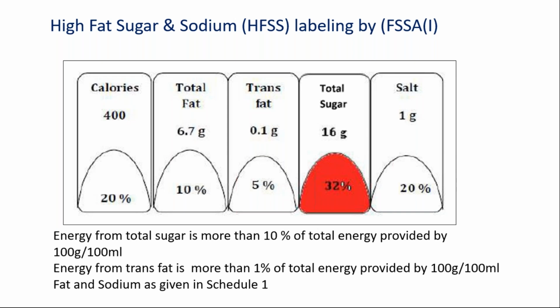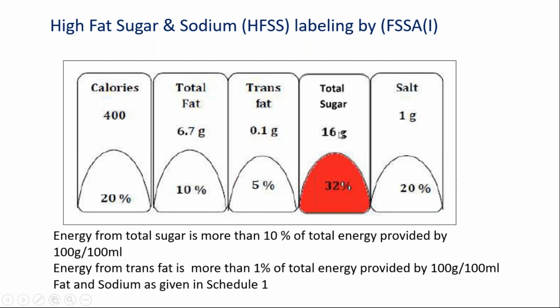FSSAI also is coming out with this regulation so that people are aware that they are eating high fat, salt, or sugar. So if the total sugar exceeds 10% of the total energy provided by 100 grams, then you have to have a red label indicating that it is a danger to have this. That is, if the total sugar is more than 10% of the total energy provided by 100 grams. So here you see the energy, 10% of the energy of this is 40.